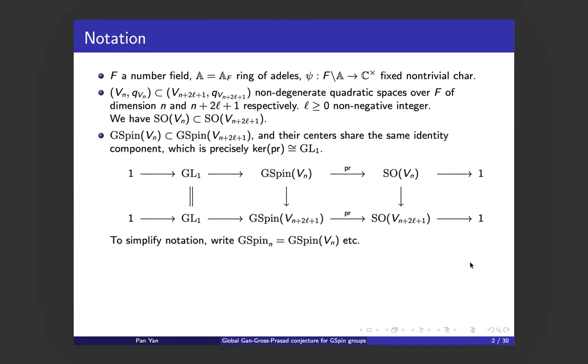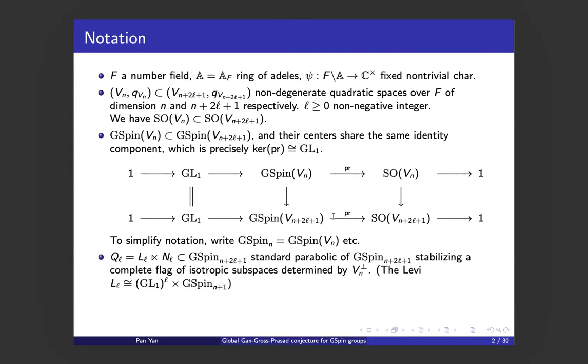Their GSpin groups are the GL1 extensions of the associated special orthogonal groups, and we have an embedding of the GSpin groups also. We have this diagram where there is a projection from the GSpin to SO, and the kernel of the projection is in the connected component of the center and is isomorphic to GL1. Moreover, we have this commutative diagram where the vertical arrows are inclusions. In this talk, to simplify notation, we will write GSpin_n to be GSpin of V_n.